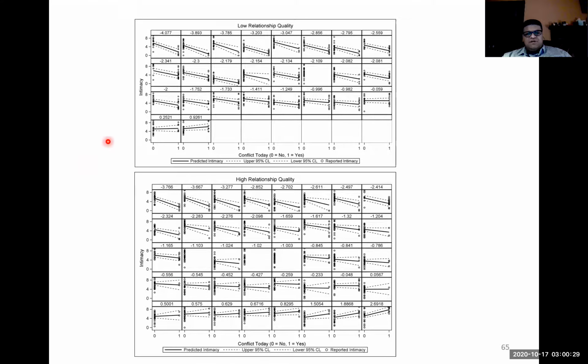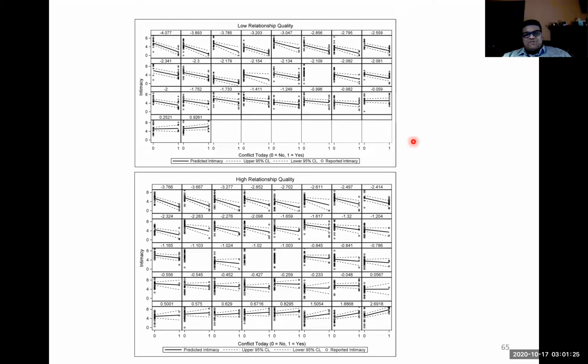This figure here is a way of depicting basically the individual spaghetti, but having the individual spaghetti plotted on top of the actual data points for each woman. So the x-axis is conflict, again, 0 days, 1 days, no conflict days, conflict days, intimacy on the y-axis. You'll notice they're ordered, by the way, from most negative to most positive in terms of the slope. The reason that is done is so that you can see the degree of variability that exists within the low relationship quality group and the high relationship quality group in the slope.